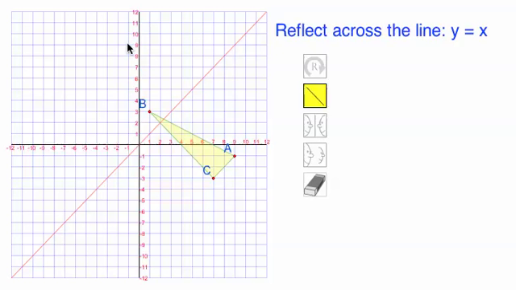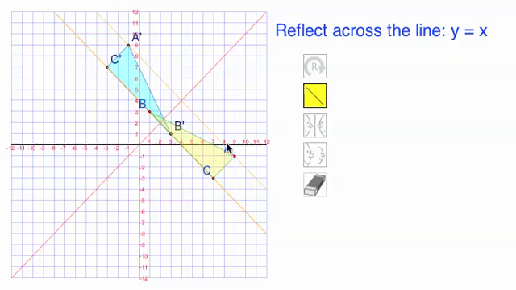Now, because this is level 4, we're really not interested in having to count and plot each individual point. So we use the shortcut. We click on the reflecting tool. Whoops, I have to copy the shape first, then the reflecting tool.